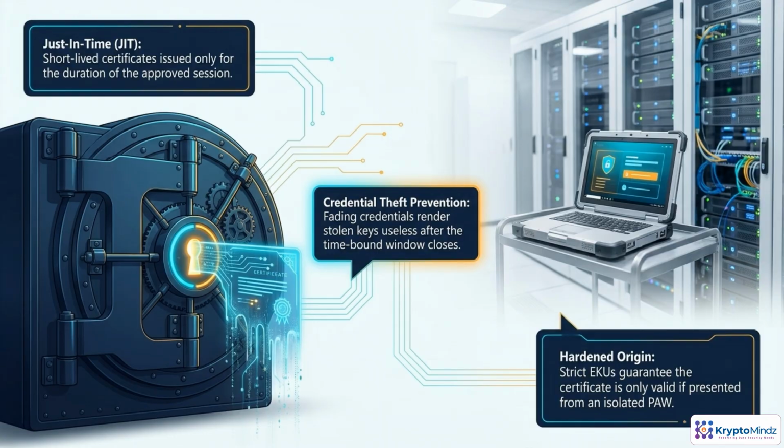Just-in-time certificates are a powerful pattern for hardening privileged access. Instead of giving an admin a long-lived credential, you issue a short-lived certificate only for the approved session. When the window closes, the credential simply expires. This directly reduces credential theft risk. Even if an attacker captures the certificate or key, it's useless outside that tight time boundary. You can go further by binding the certificate to a hardened origin, such as a privileged access workstation, using strict EKUs and policy. Now the cert is both time-bound and device-bound, dramatically shrinking the usable attack surface.